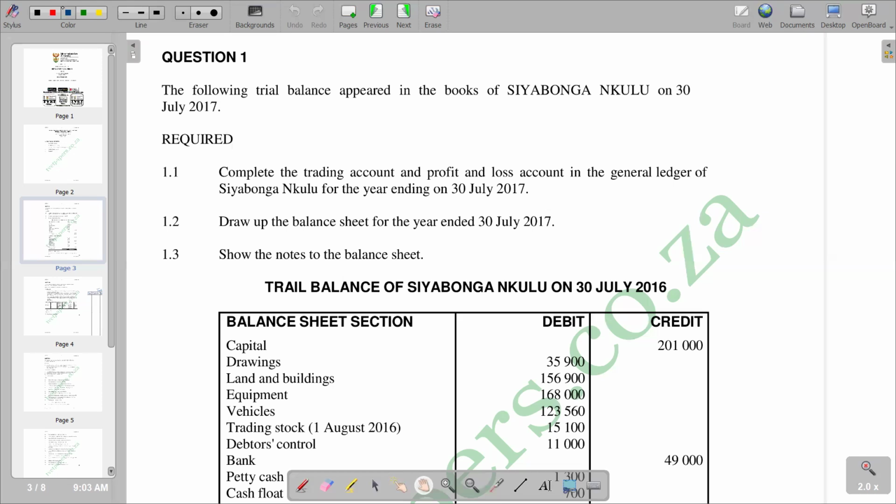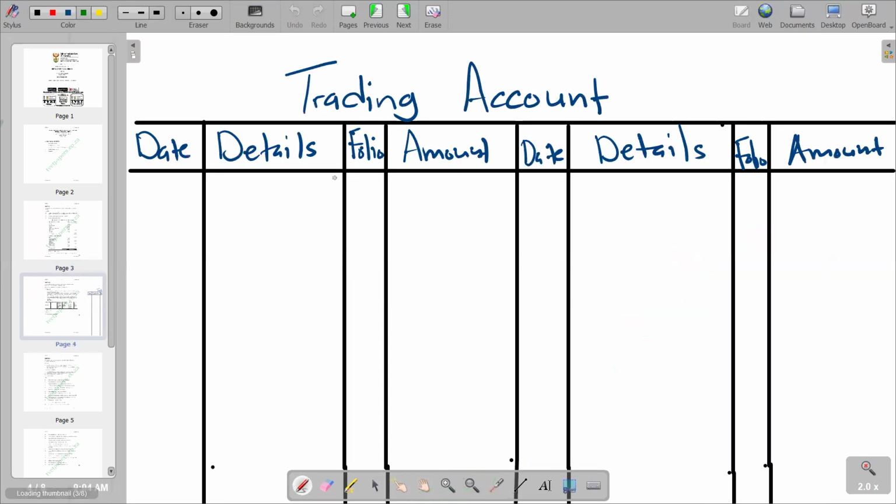According to the question, we need to prepare the trading account and also the profit and loss account. You know that the trading account and the profit and loss account are part of the income statement. In this video, we are only going to look at the preparation of the trading account. If we go to our answer section, you'll see that we have our trading account, with the debit side and the credit side.